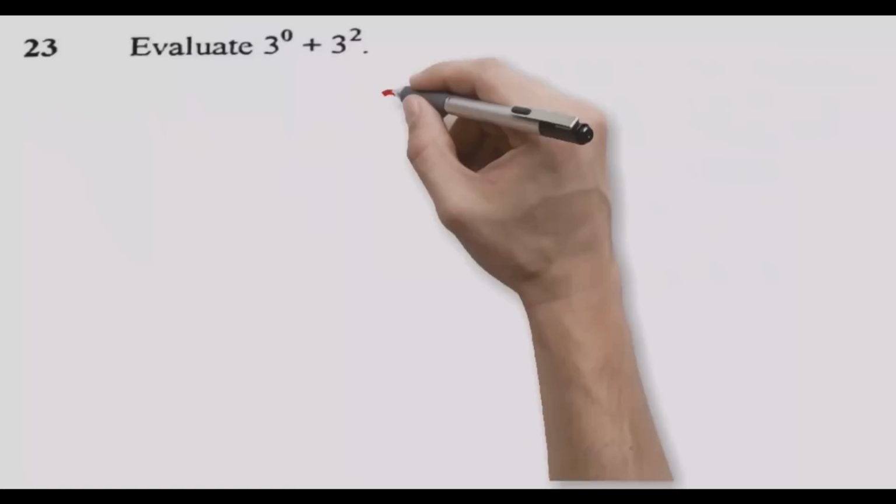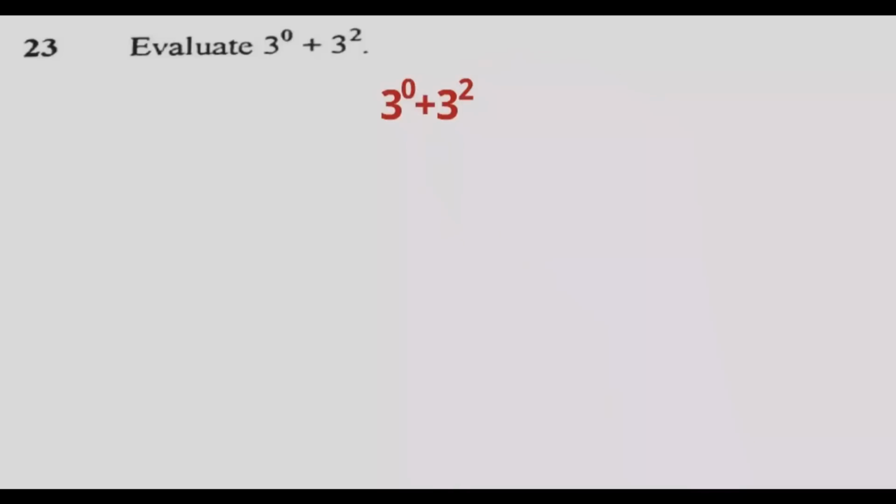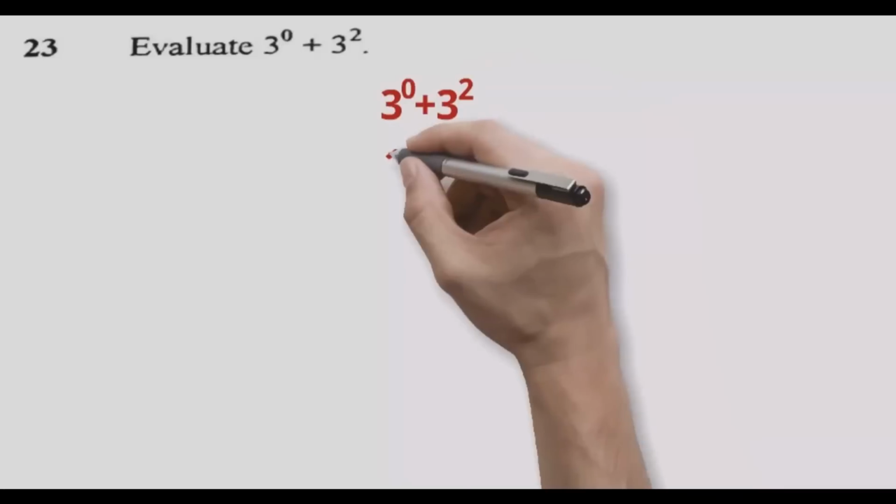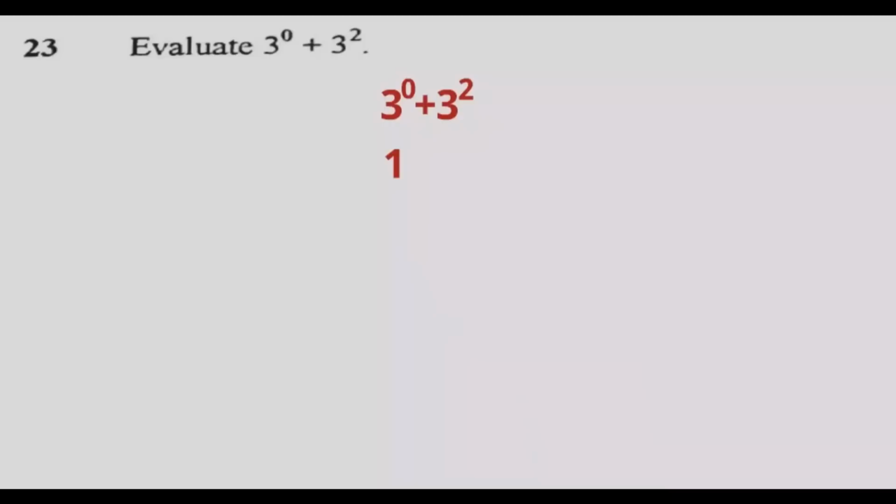Question 23 is as follows. Evaluate 3 to the power of 0 plus 3 to the power of 2. Okay, so what I'm going to do is write this expression. Then once I've written the expression, I'm going to say, what is the value of 3 raised to the power of 0? That is 1. Any number raised to the power of 0 is equal to 1. That is the rule of indices.